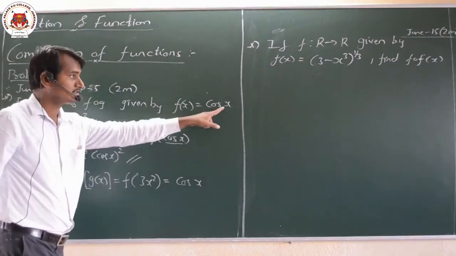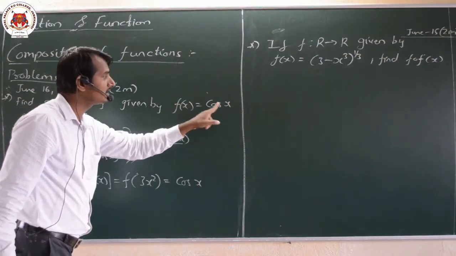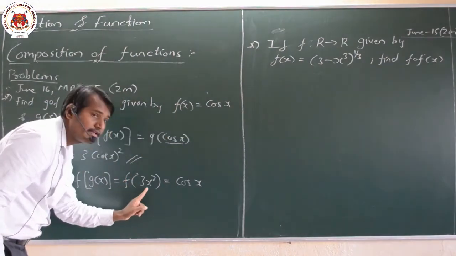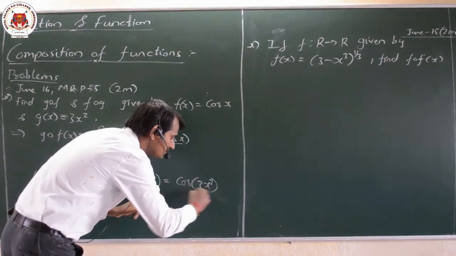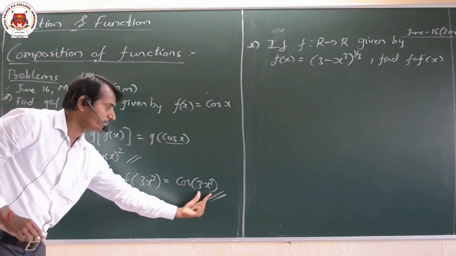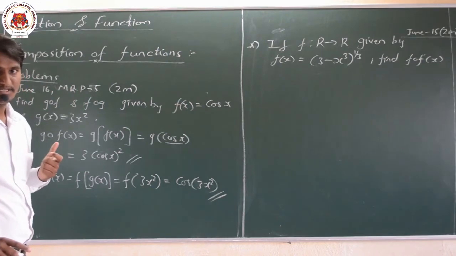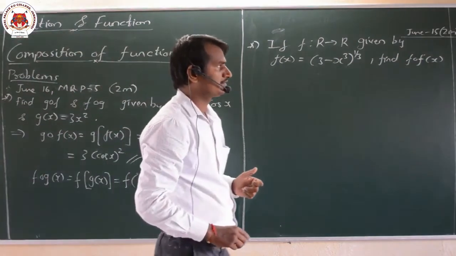But in this it was f of x, that's why we are having cos x. But here we are having f of 3x square. That means in the place of x, what we should write here? 3x square. That is your required result. Here we have to put the brackets correctly. That is the required result for the 2 marks problem. It is an important one. Similarly, now let us try the next problem.